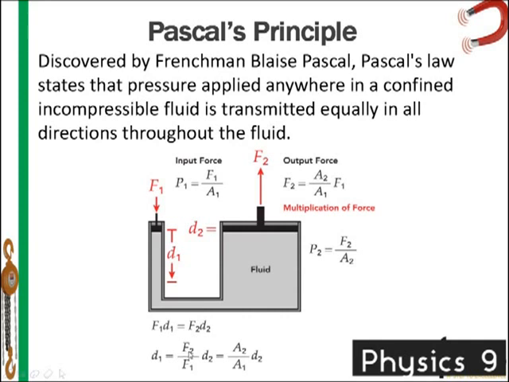Substitute in for F2 here. F2 is equal to A2 over A1 multiplied by F1. So that's A2 over A1 all multiplied by the force F1. If we substitute this value for F2, we get this particular expression because F1 will cancel. And we get that d1 is equal to A2 divided by A1 multiplied by d2.